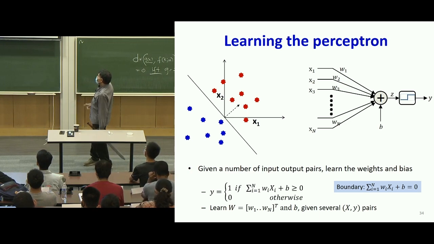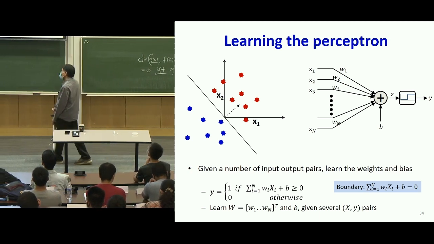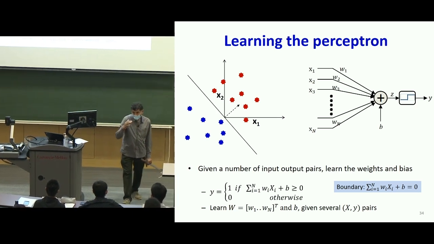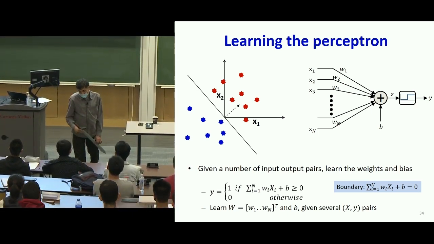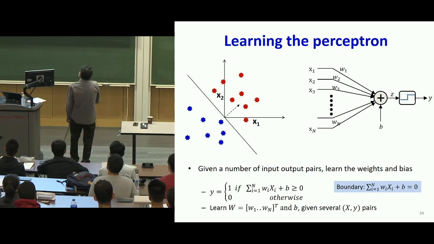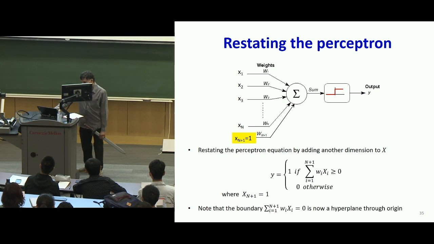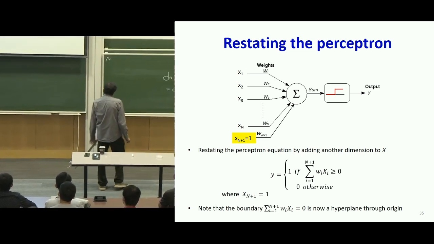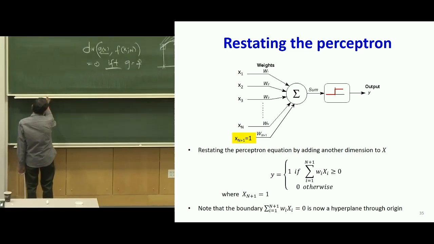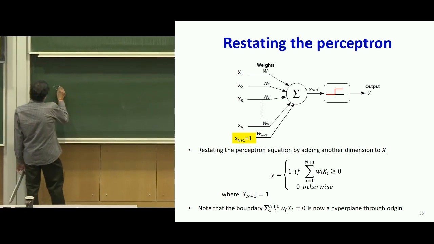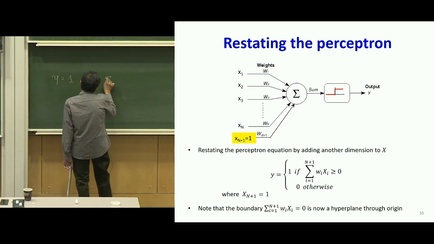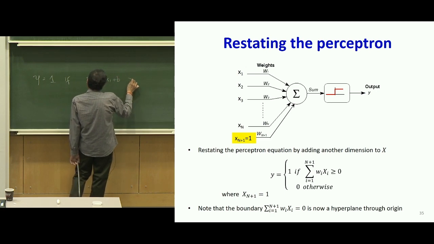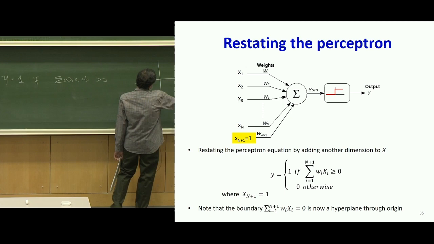Given this, we want to learn the parameters of the perceptron, which are the weights and the bias, or alternately the weights and the threshold, such that this function is best modeled, right? Now, here's restating the problem. Remember a perceptron has this property. It says y equals 1 if summation w_i x_i plus b is greater than 0. So the decision boundary is going to be something of this kind.